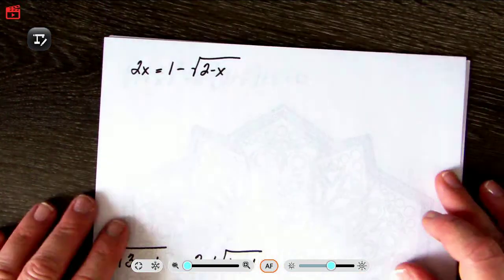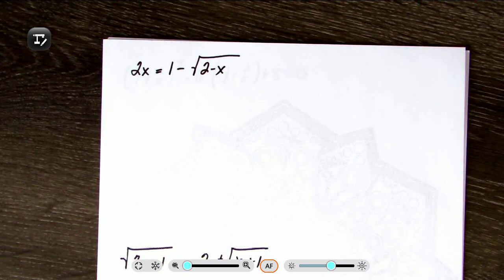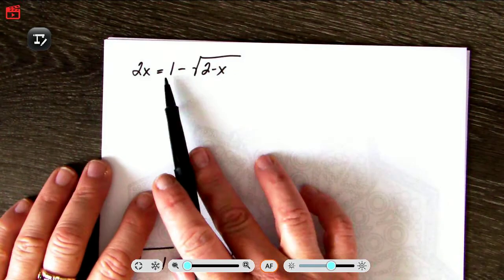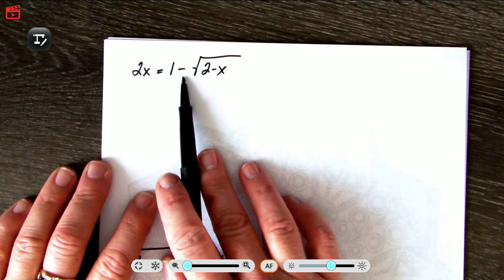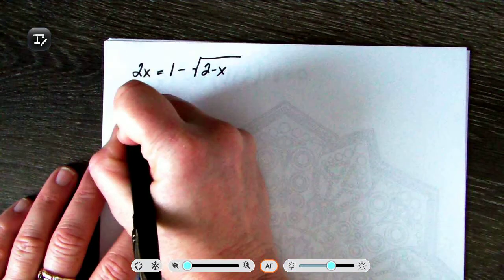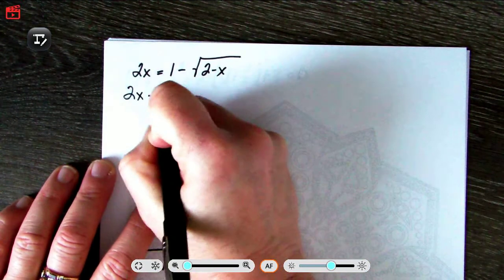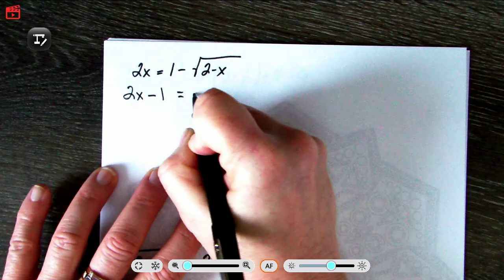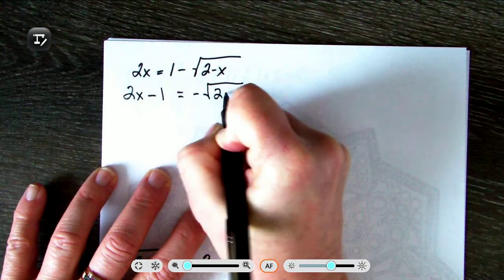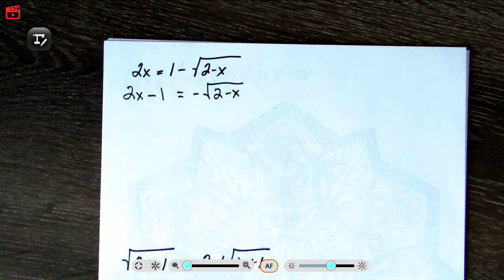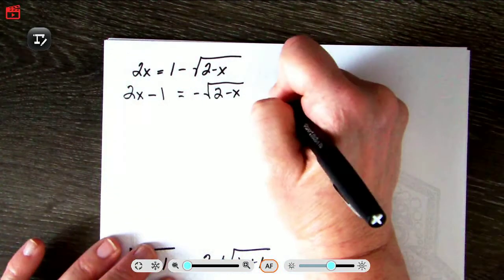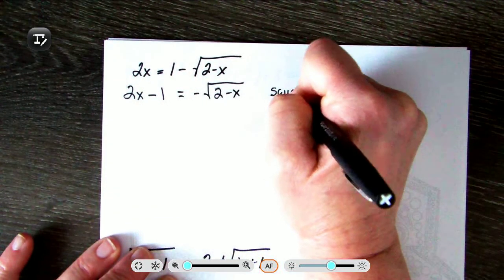All right, let's move to some more. What do we do when there's square roots? Well, the key to a square root is to, first of all, isolate that square root piece. So I'm going to move this 1 to the other side. So I'm going to subtract 1 from both sides, and I get 2x minus 1 equals a negative square root 2 minus x. Then the technique is to square both sides.